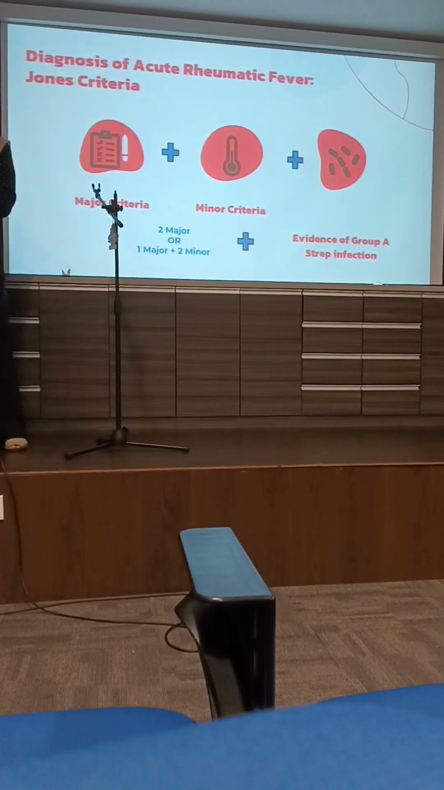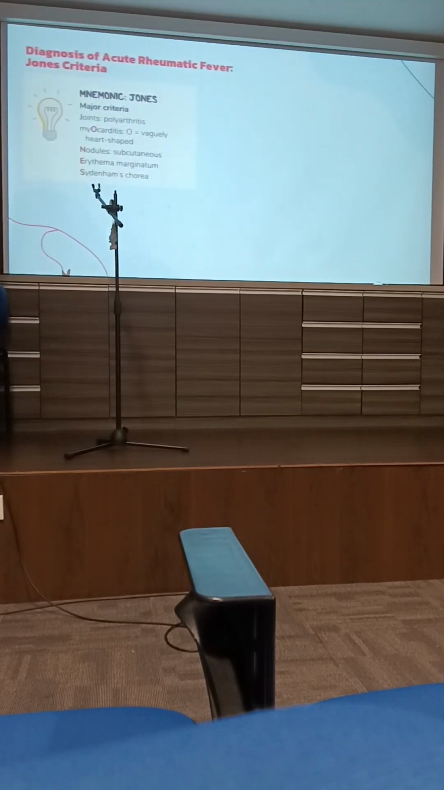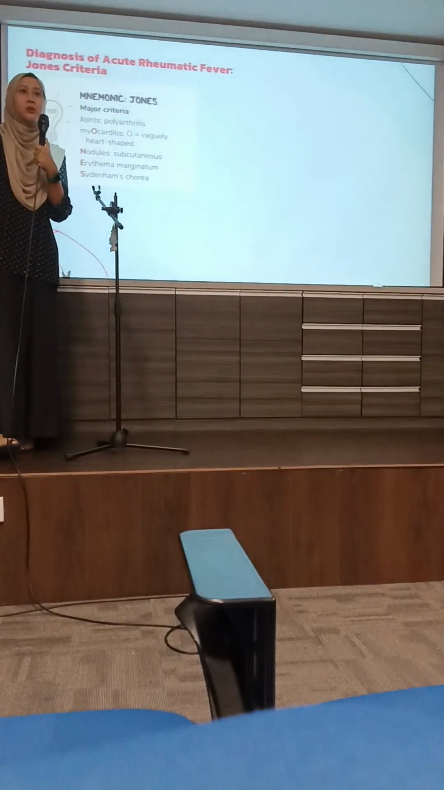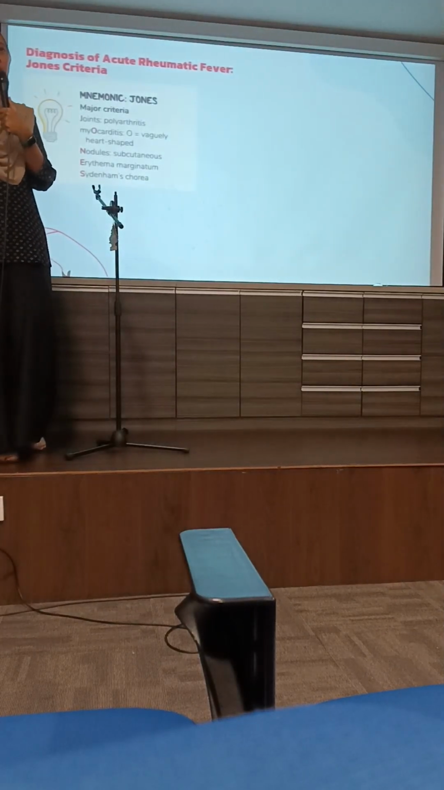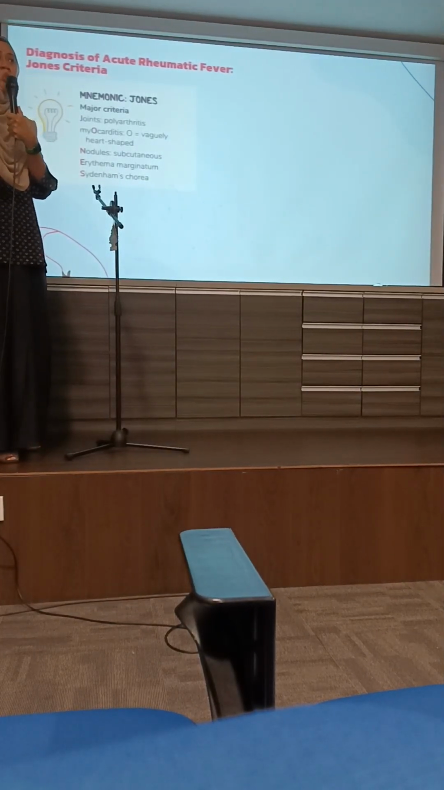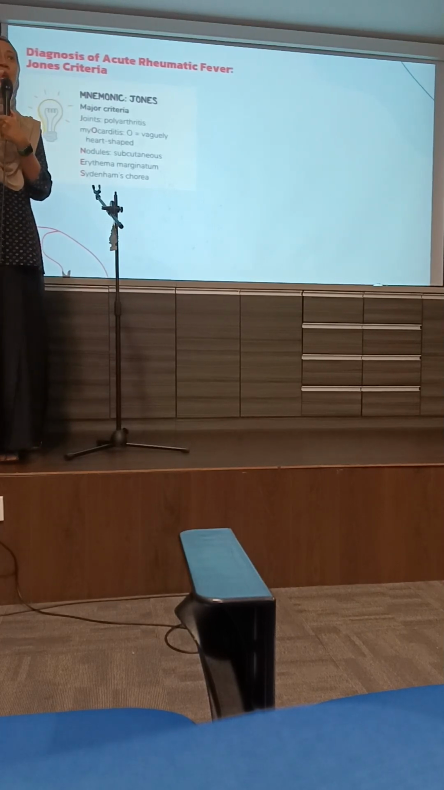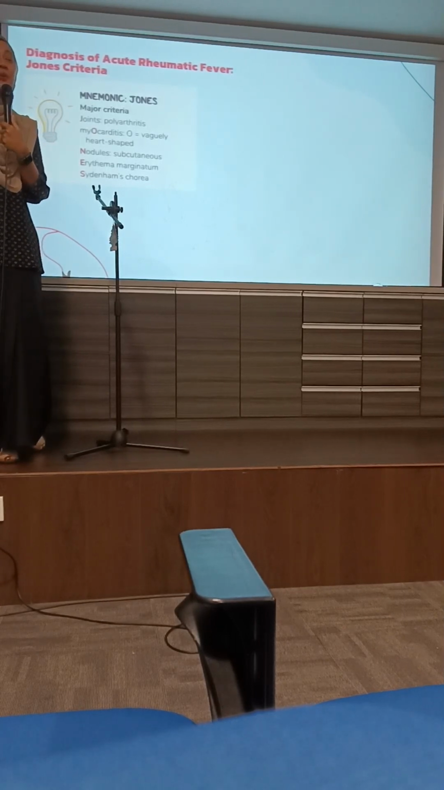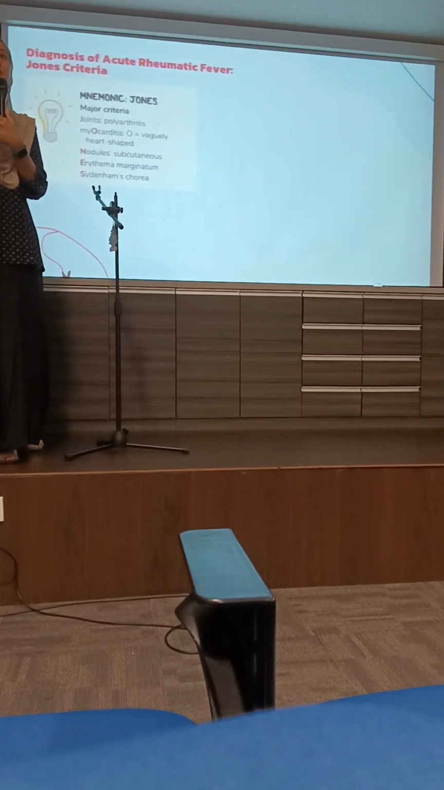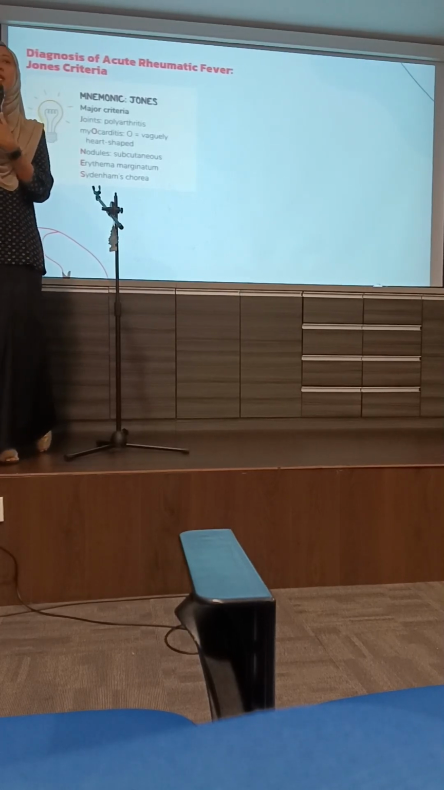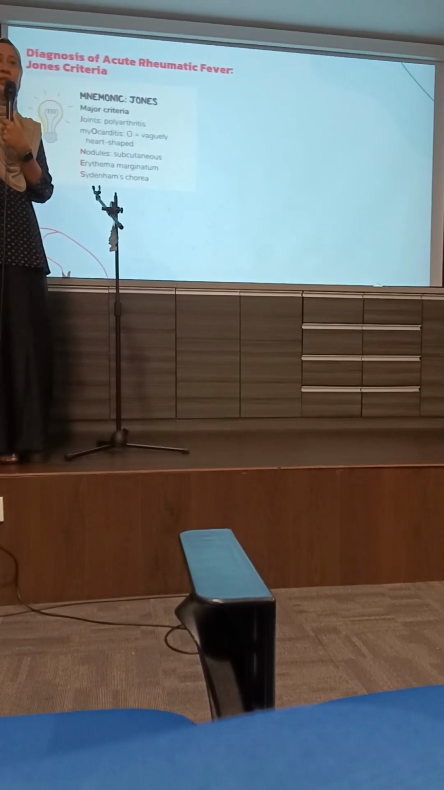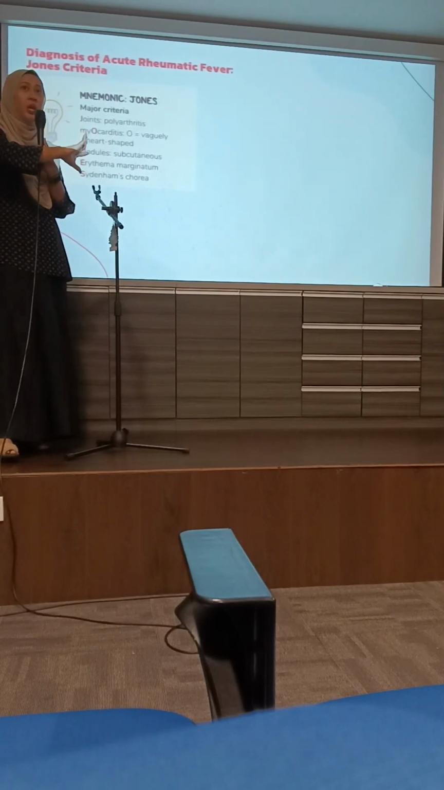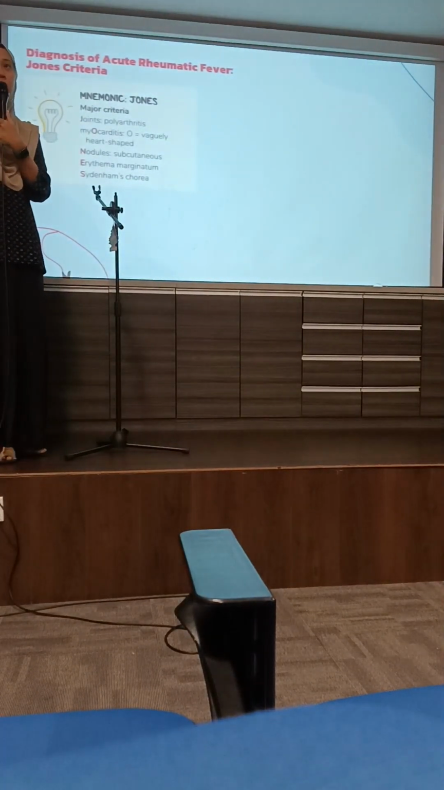Okay, so what is the major criteria? What is the minor criteria? And what is the evidence of group A strep infection? So earlier I said the major criteria is your 5 clinical manifestations. What was the first one I said? Carditis. Second one is? Migratory polyarthritis. The third one is? Erythema marginatum. The fourth one is? Subcutaneous nodules. And the fifth one is? Sydenham's chorea. Okay, so if your patient comes with any of these 5, that's 1 major.